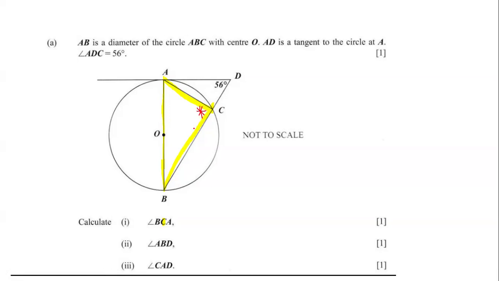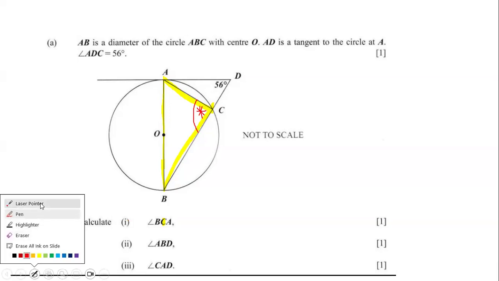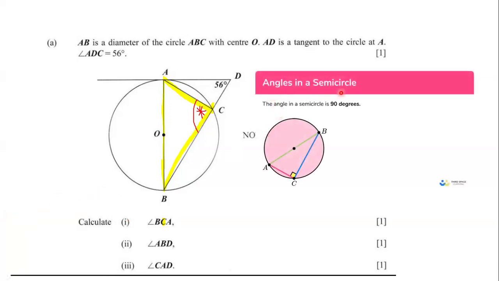Now, in order to figure out the size of that angle, we're going to apply this theorem. The theorem is angles in a semicircle, and it says the angle in a semicircle is 90 degrees. If we look at this diagram, we see this angle in the semicircle and it's 90 degrees. We have the diameter AB, and so this is a semicircle, and this part is also a semicircle. And we know that the angle in a semicircle is 90 degrees. So that means that angle BCA is 90 degrees.